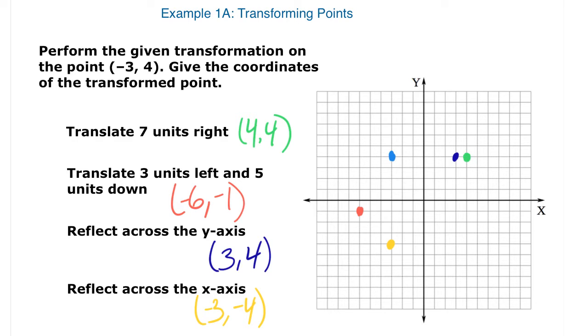Okay, here's what you end up with. I color-coded things to help you check your work. Essentially, if you're translating, remember you're just sliding 7 units to the right, or 3 units left and 5 units down. And if you're reflecting, you're just flipping it across that axis, so across the y-axis or across the x-axis.